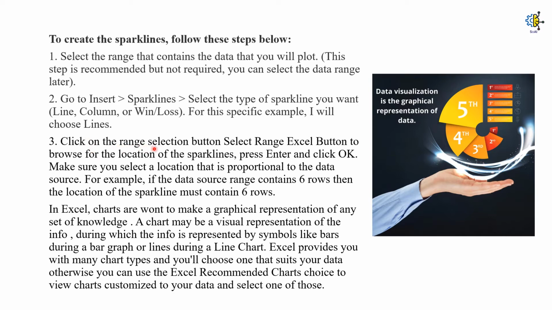We click on the range selection button to browse for the location of the sparklines. Then we have to press Enter and click OK. We have to make sure that we select a location that is proportional to the data source. For example, if the data source range contains 6 rows, then the location of the sparklines must contain 6 rows.